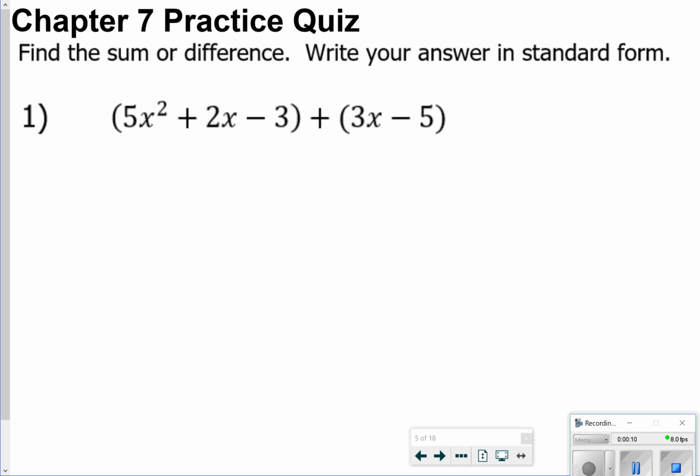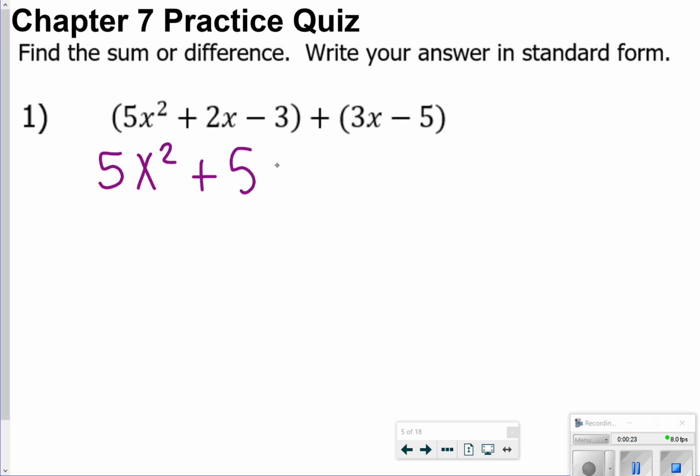For number 1, you're just finding the sum, so you're basically just distributing a positive, which doesn't change anything. So what I'm going to do is go ahead and just combine all my like terms right off the bat. I should have 5x squared plus 5x minus 8.